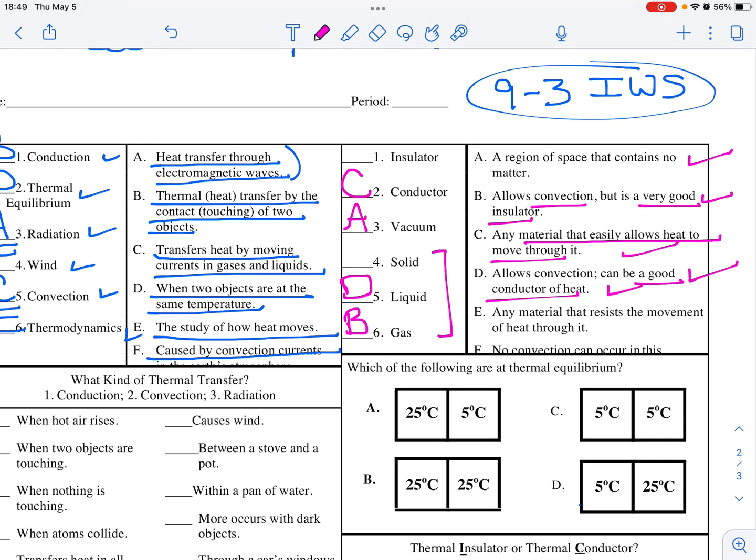For D, what is any material that resists the movement of heat through it? We're down to 2 answers, and for this, the correct answer is insulator. Last but not least, no convection can occur in a solid.